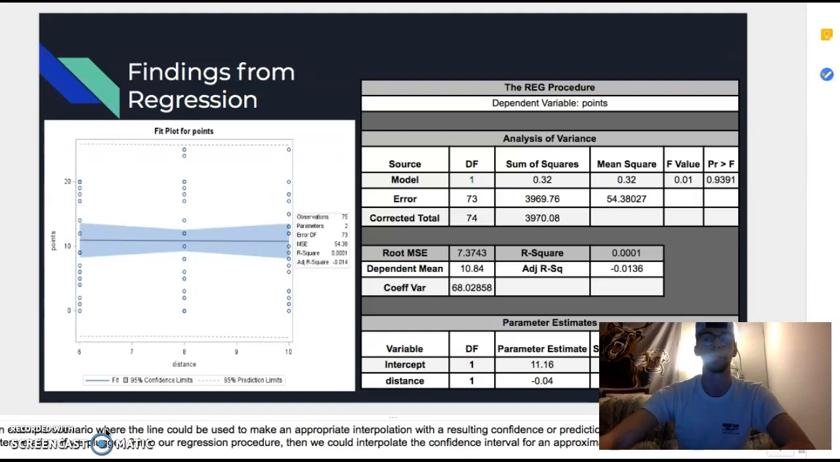An example scenario where the line in our regression model can be used to make an appropriate interpolation for our data is if we plug 9 into our regression model, then we could interpolate the confidence interval for the approximate point value. When we did this, we received a predicted value of 10.8 and a confidence interval ranging from negative 4.0311 to 25.6311.